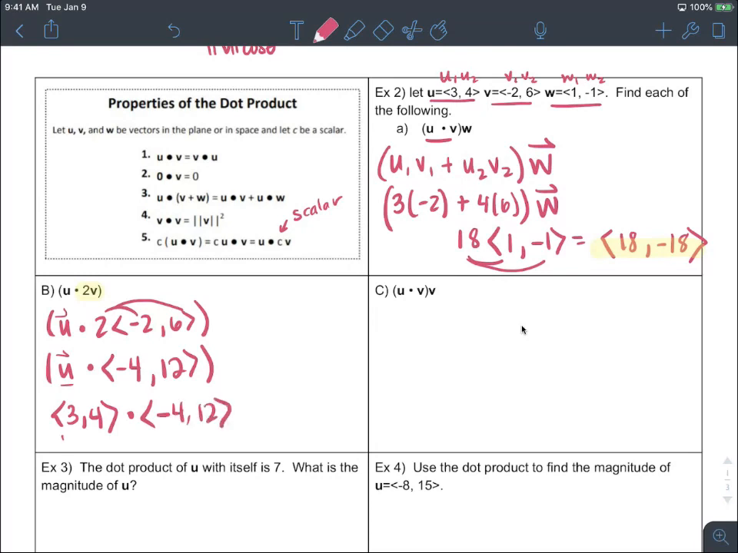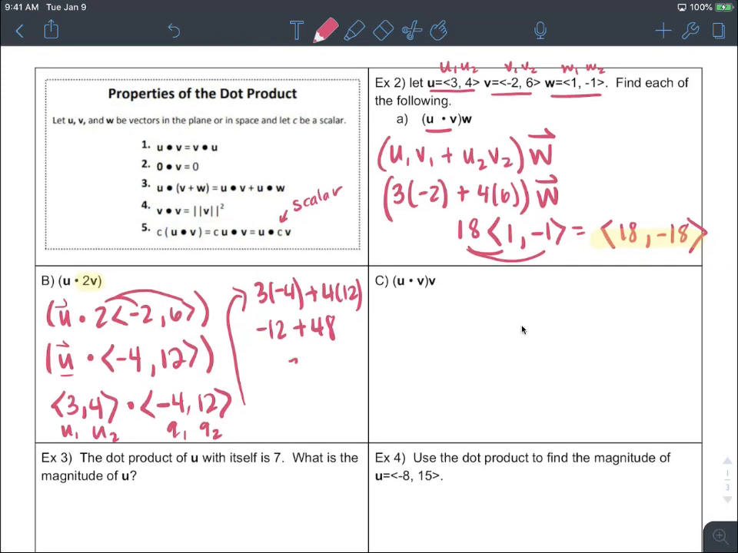So I'm going to have u1, u2. This is, let's call it something else. Let's call it q1, q2. So we get the x components, we multiply, so 3 times -4 plus 4 times 12, giving us -12 plus 48, which is 36. Okay, next. Try this one on your own.